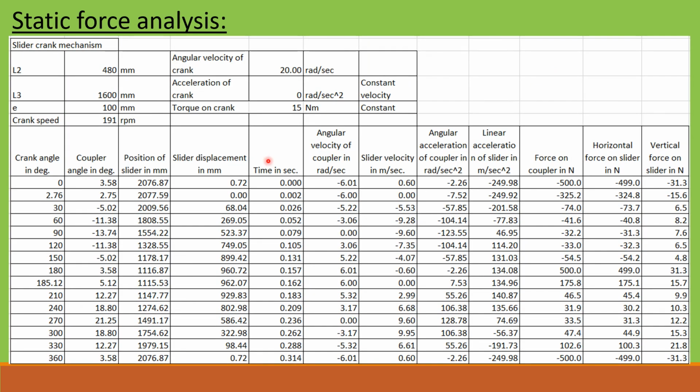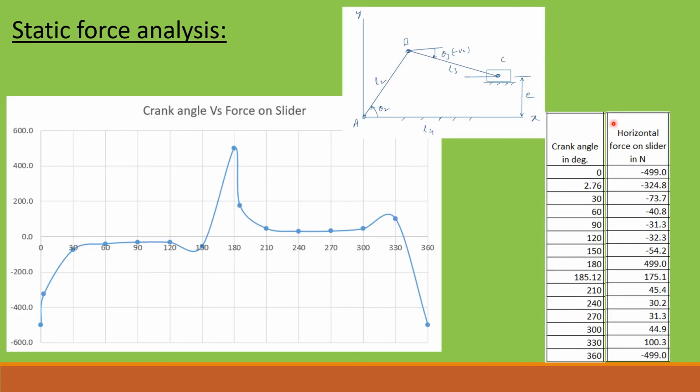Let us take the same problem again, but here the force is replaced by a torque of 15 Newton meter. So the three columns, force on coupler Fc, horizontal force on the slider, that is P, and vertical force on the slider, that is Fn, are calculated by the previously derived equations. In the next slide let us discuss the graph. Here these two columns again are taken from the previous slide and the values are plotted on this graph.